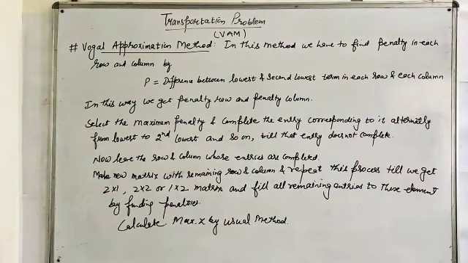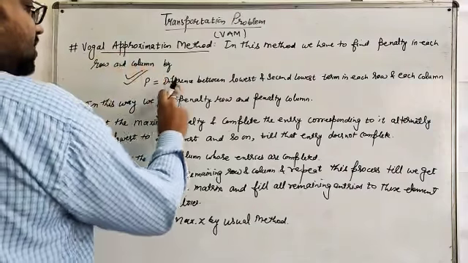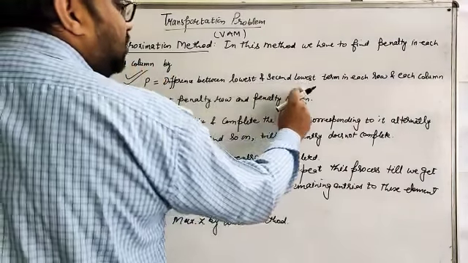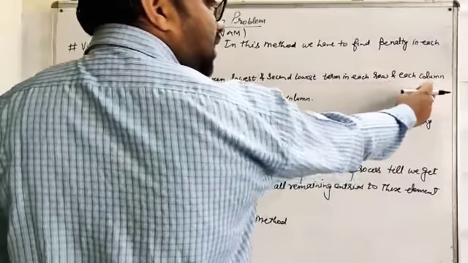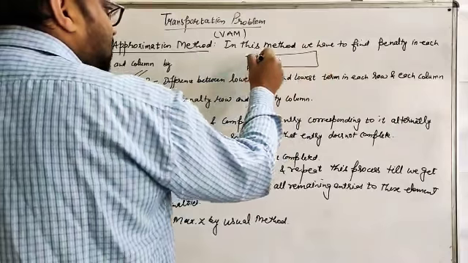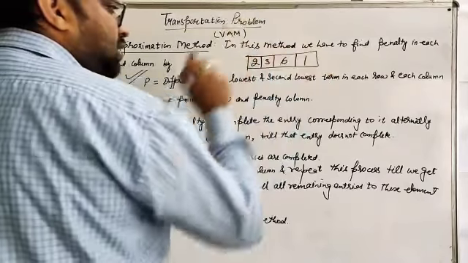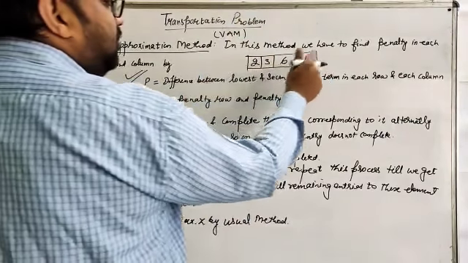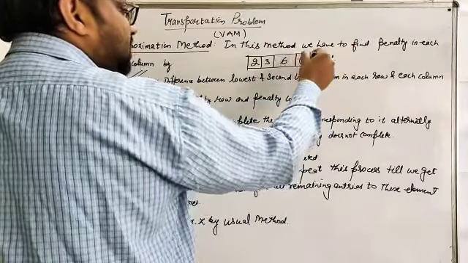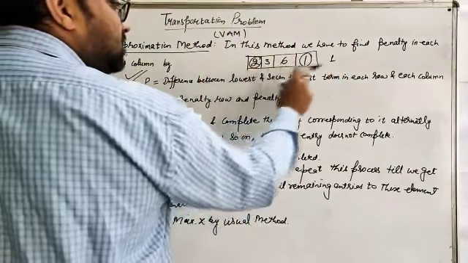So in this method, what do we have to do? We have to find penalties in each row and each column, and the penalty is found as the difference between the lowest and second lowest term in each row and each column. Suppose a row contains 2, 3, 6 and 1, then the penalty of this row is 1, because the lowest element is 1 and the second lowest element is 2. So the penalty is 1.